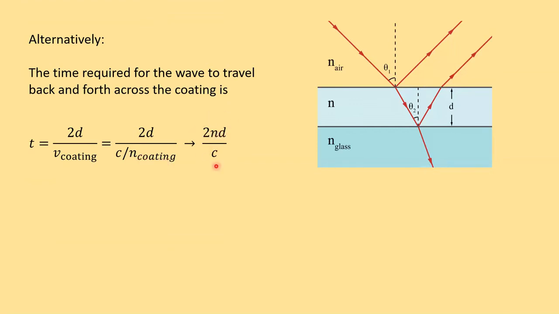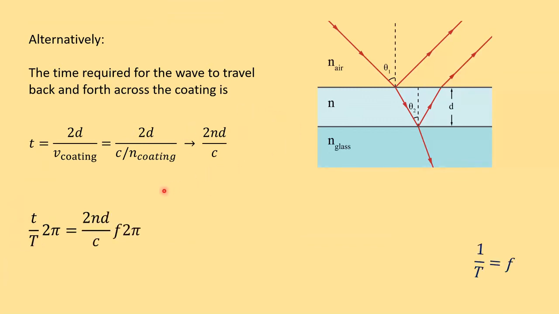And then I've simply chosen to call the index n instead of n coating. See the picture over here? I got rid of this subscript. Now that we know how long it takes to go across and back, let's compare that to the period. Is it a quarter period, a half period? Take that fraction of 2 pi. Again, if the amount of time it takes to cross is equal to the period, then you would take 1 times 2 pi. That's a phase shift of 2 pi. If it takes half a period, then 1/2 of 2 pi would be a phase shift of pi.